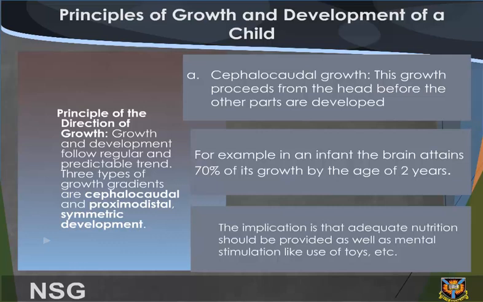Growth and development follow a regular and predictable trend. Three types of growth gradients are cephalocaudal, proximodistal, and symmetric development. A. Cephalocaudal growth. This growth proceeds from the head before the other parts are developed. For example, in an infant, the brain attains 70% of its growth by the age of 2 years. The implication is that adequate nutrition should be provided, as well as mental stimulation like use of toys, etc.